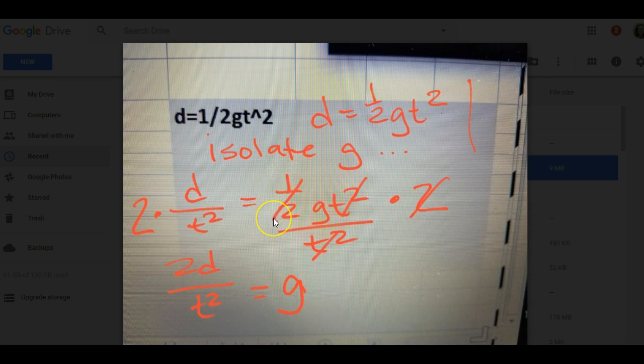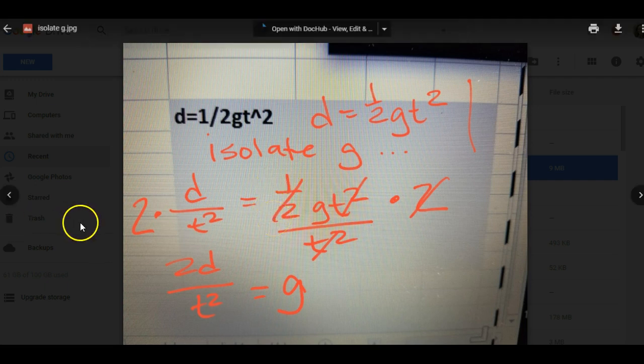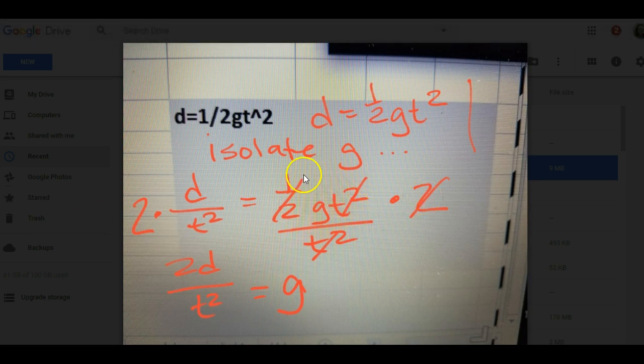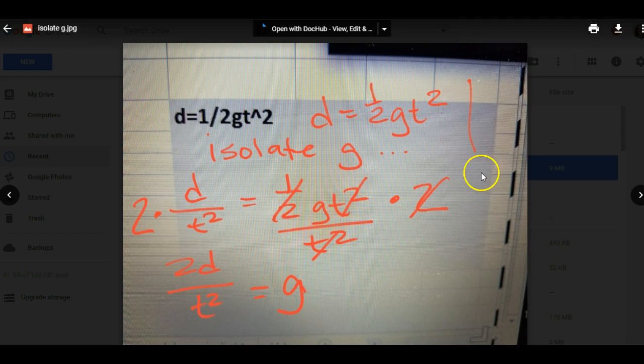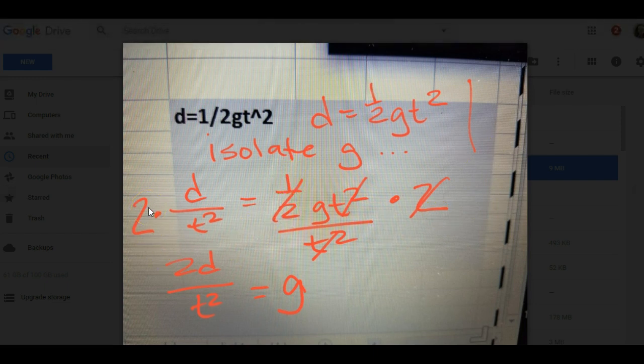How do we get rid of 1/2? Well, what times 1/2 equals 1? 2. Okay, there's an implied 1 in front of these alphabetical expressions in algebra. So 2 times 1/2 equals 1, cancels that out. Now I need to multiply this side by 2. The result is 2d over t squared equals g. This is the equation we're using, okay?